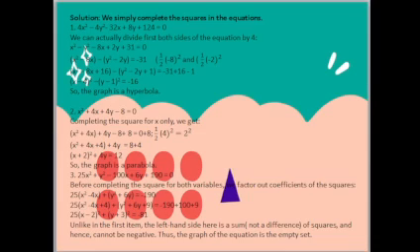Unlike in the first item, the left-hand side here is a sum, not a difference of squares, and hence cannot be negative. Thus, the graph of the equation is the empty set. You cannot tell if that is a hyperbola, a parabola, an ellipse, or a circle. So that's an empty set.